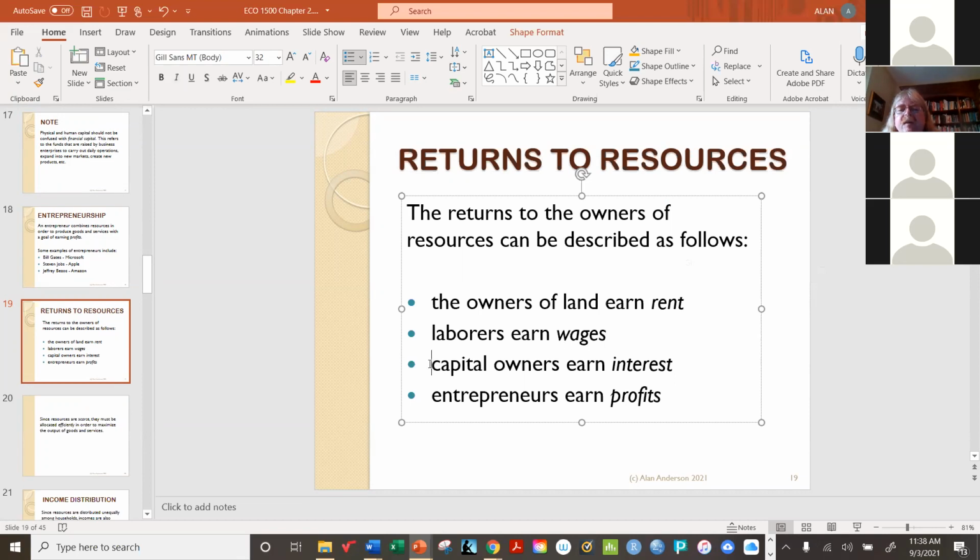The owners of physical and human capital are rewarded with interest, we will call it. And finally, entrepreneurs earn profits. Okay, that's what the game is all about, profits. Like Jeff Bezos, you know, the richest man in the world at the moment. All of that comes from the profits from Amazon.